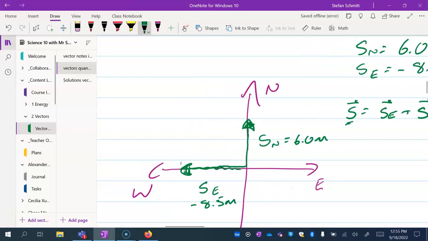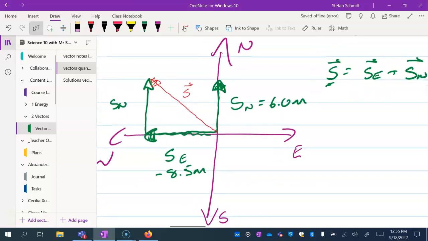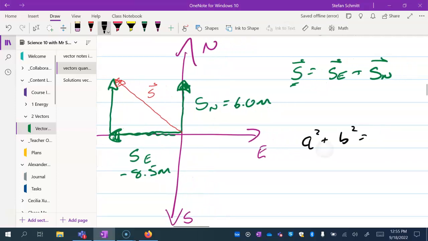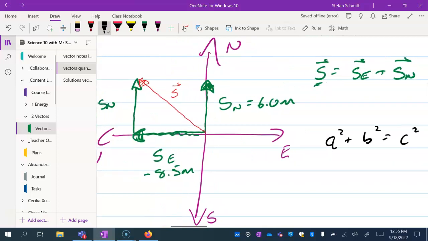To do that, I'm going to take one of these vectors, the north component, and just slide it over here, like so. And now that's S north, and just connect the tail of the first vector to the head of the last vector. This is S. We will use the Pythagorean theorem to solve this problem. Recall that a squared plus b squared equals c squared.